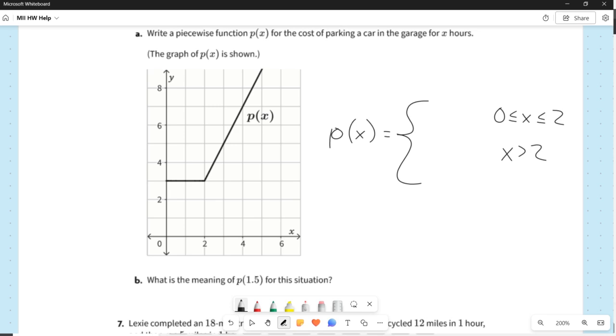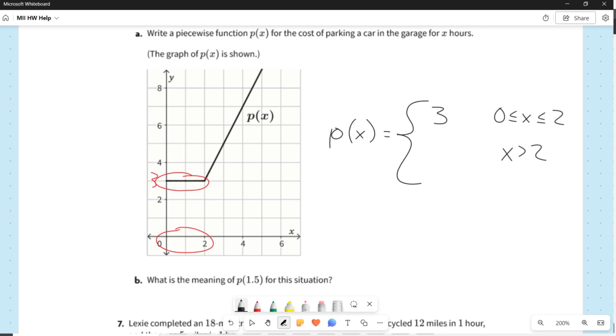Now, when x is between 0 and 2, for the first 2 hours, we're talking about this piece of the graph, between 0 and 2. And notice that this entire time, it's at 3. It almost doesn't matter what your x value is. As long as it's between 0 and 2, you're going to get charged $3. So P of x equals 3, a constant, between 0 and 2.